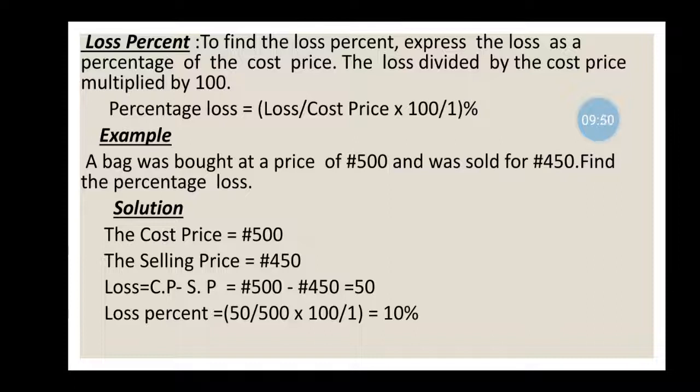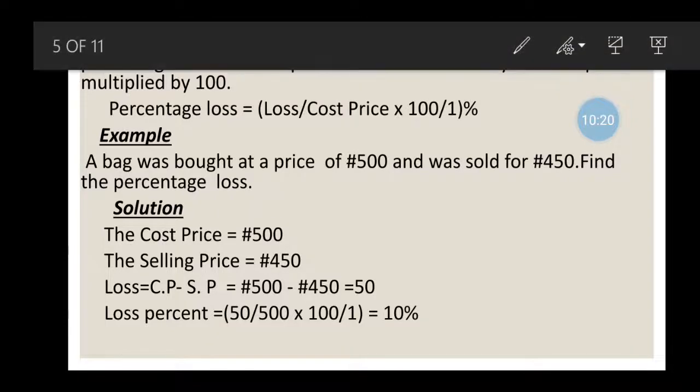In this case, we have the cost price to be 500 and the selling price to be 450. You can see that the cost price is more than the selling price, so that tells you that there is a loss. The loss is CP minus SP, which is 500 minus 450, that gives us 50. So to calculate the loss percent, it is loss over cost price times 100 over 1.